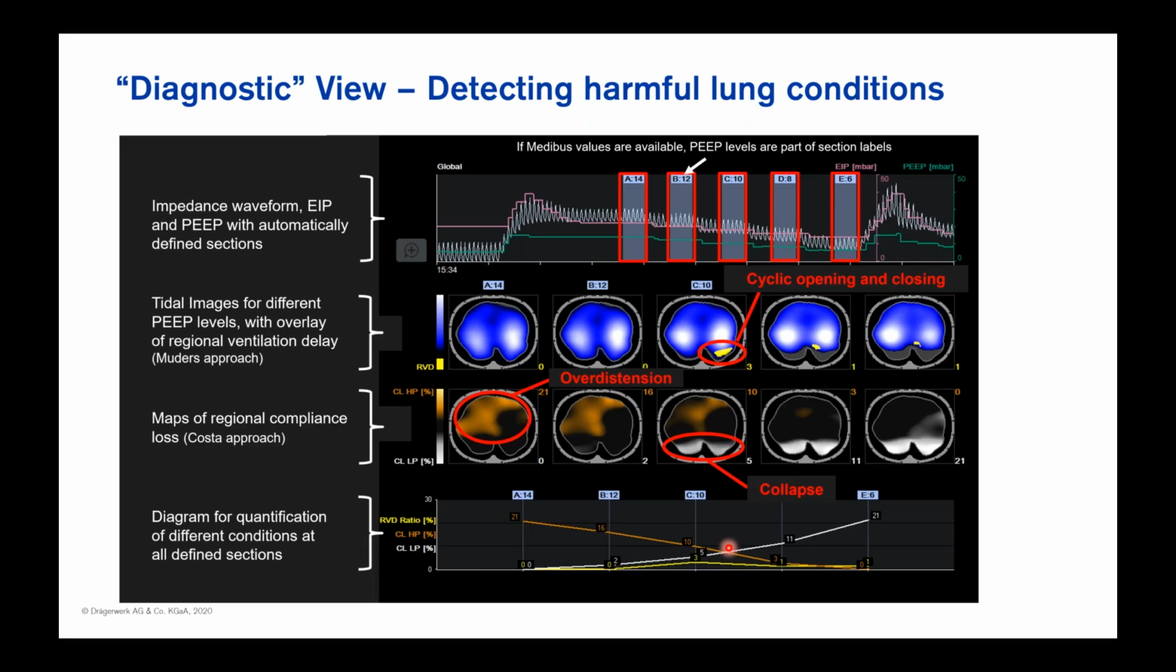So we have a view now where we can monitor and display the most harmful lung conditions in one view, and it's completely independent from the user.